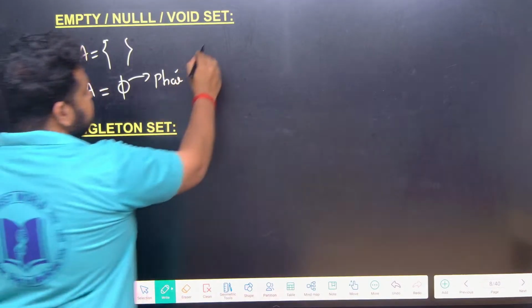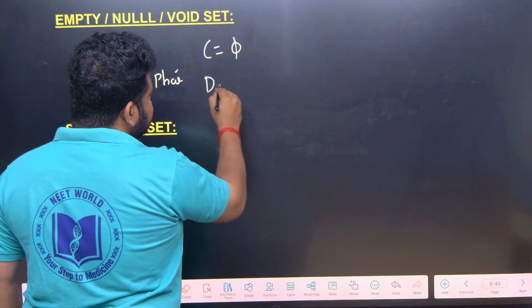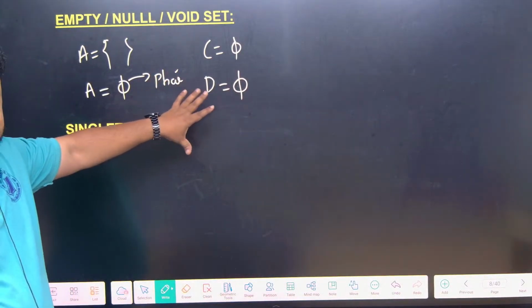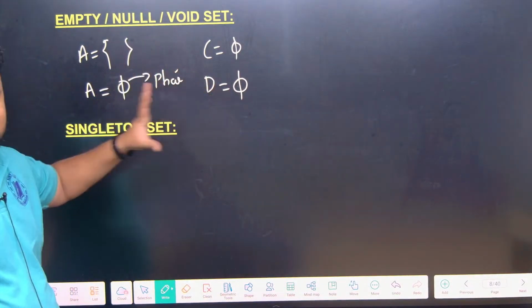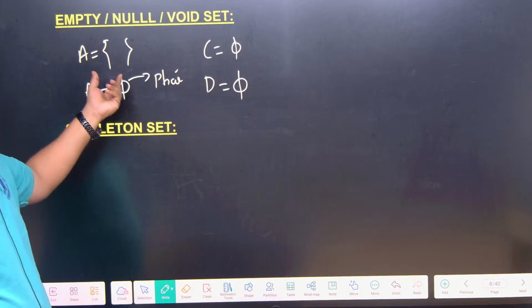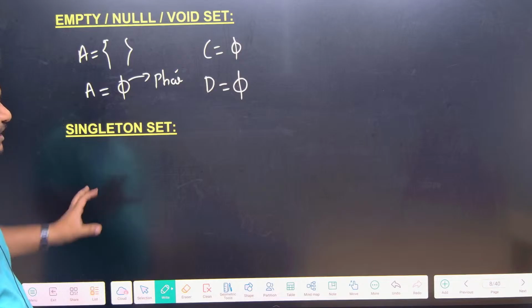Suppose I say C is an empty set, I can write C equal to phi. If I say D is an empty set, I will write D equal to phi. This denotes a null set, void set, or empty set. So if I write A with a flower bracket and nothing inside, it denotes phi, that means an empty set or null set. Clear? Now, singleton set.